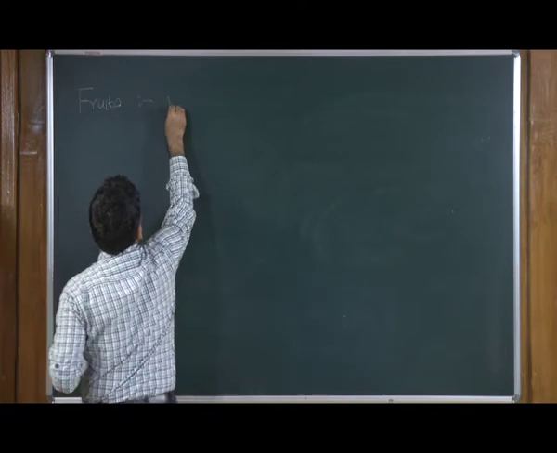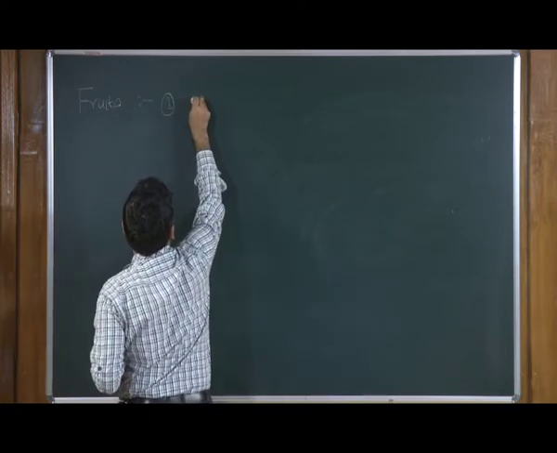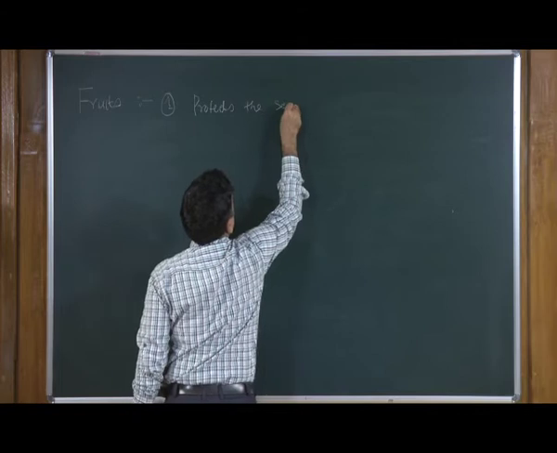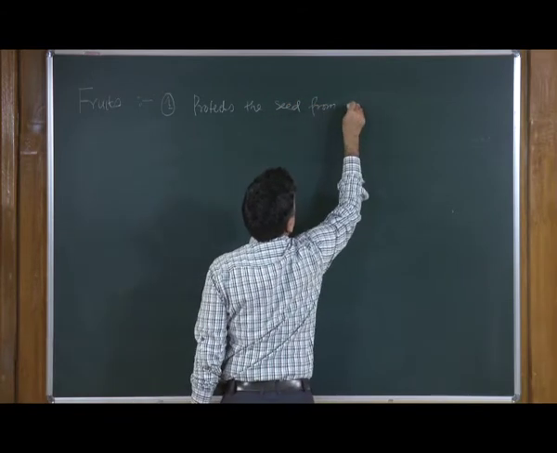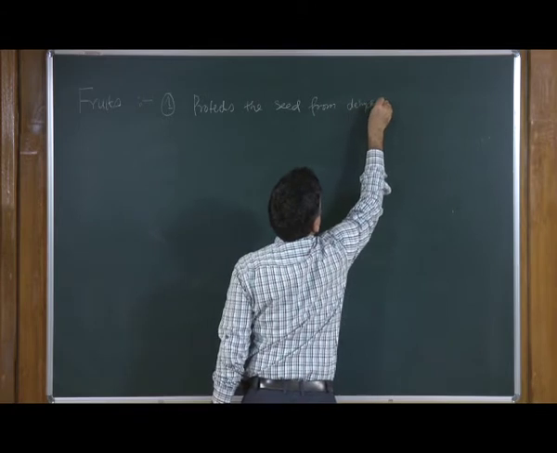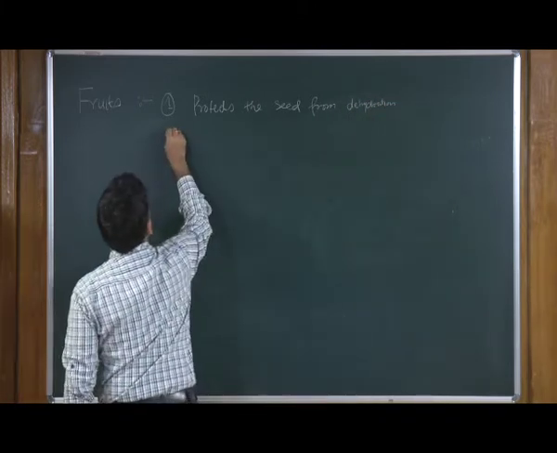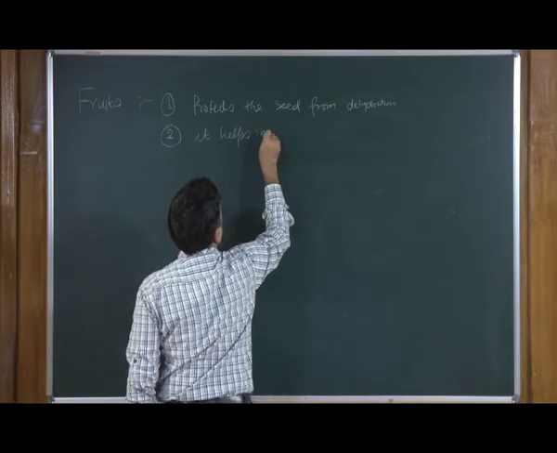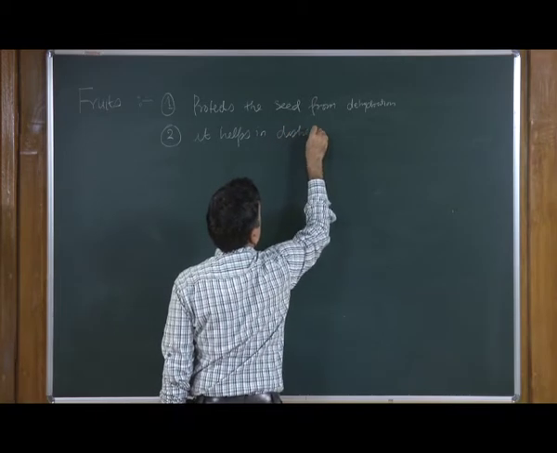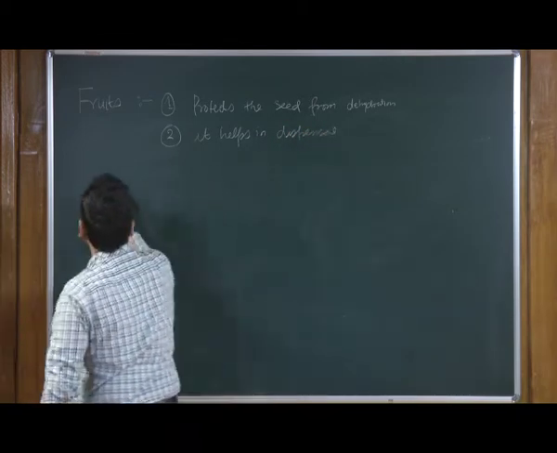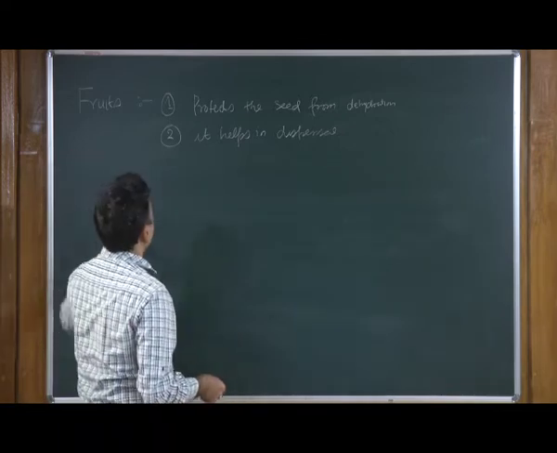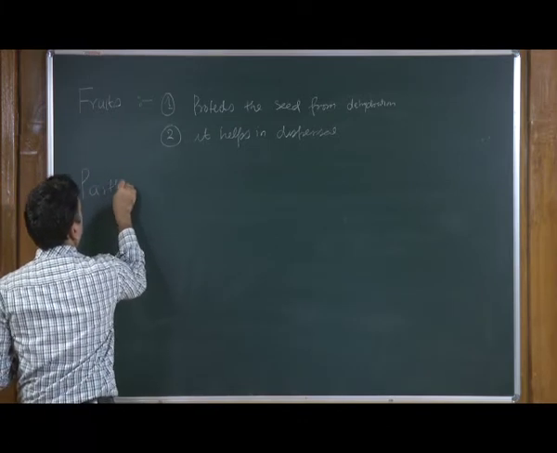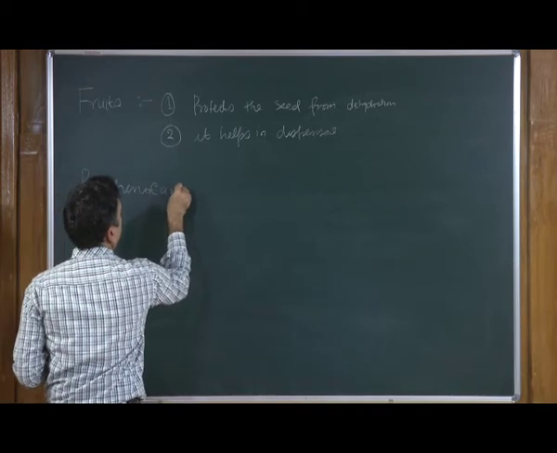So, as we discussed, fruit has two important functions. It protects the seed from dehydration. Number two, it helps in dispersal. These are the two functions of the fruits, and what we were discussing is parthenocarpy, or parthenocarpic fruits.